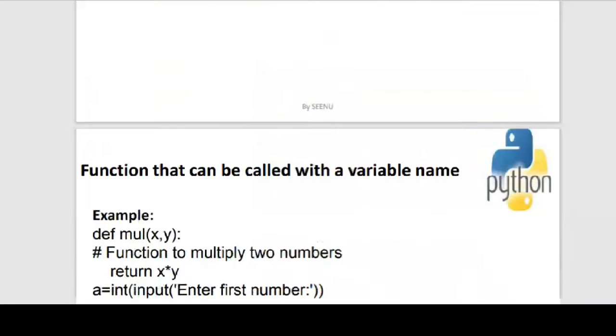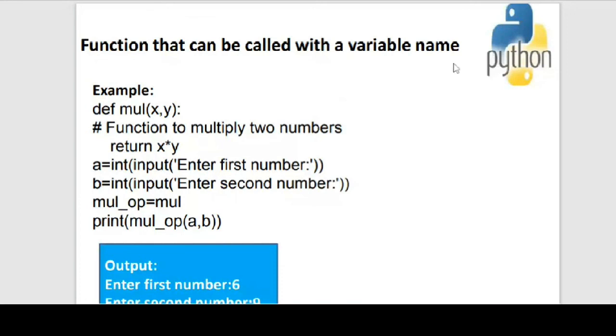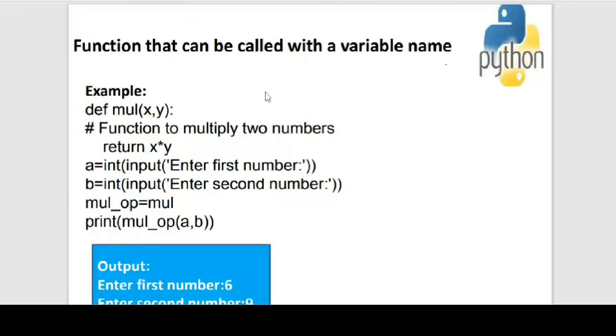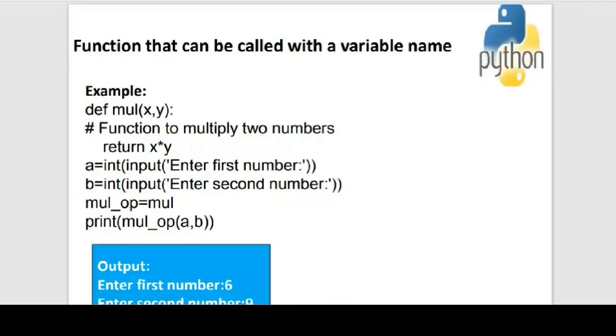Fine. So let me show you another program, with a function name. This is a bit different from what you have learned in your C programming, because here you can actually assign a function to a variable. You can assign the function name to a variable and you can make the function call with that variable. So how do I do it?